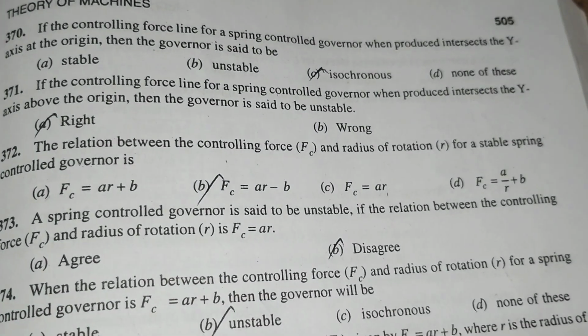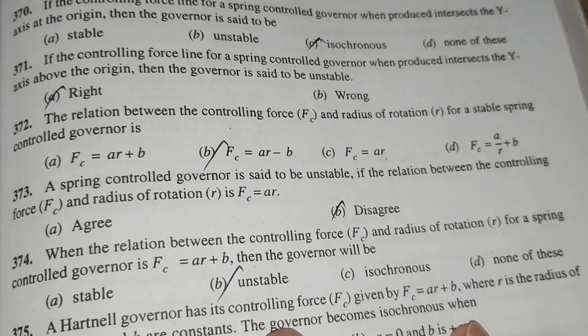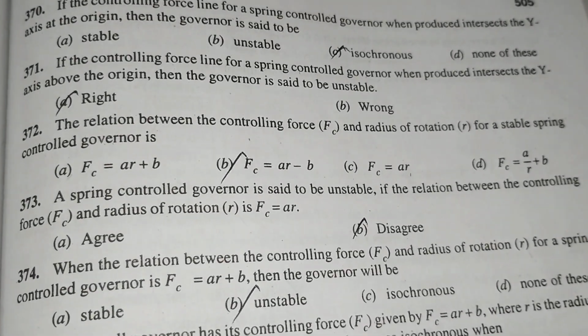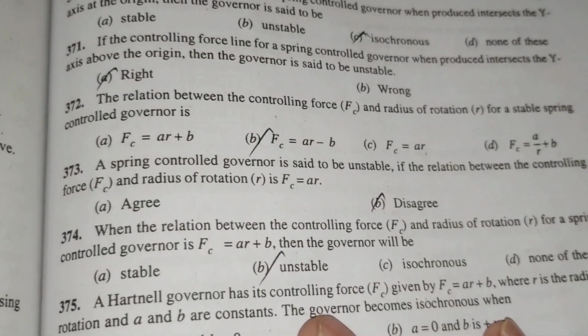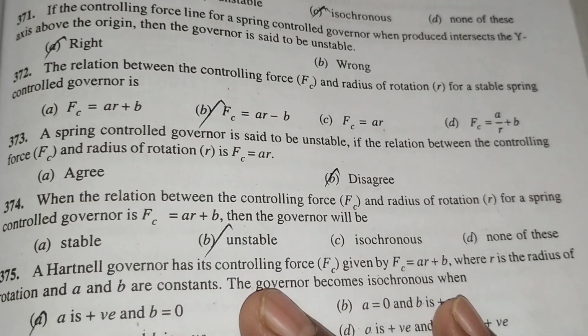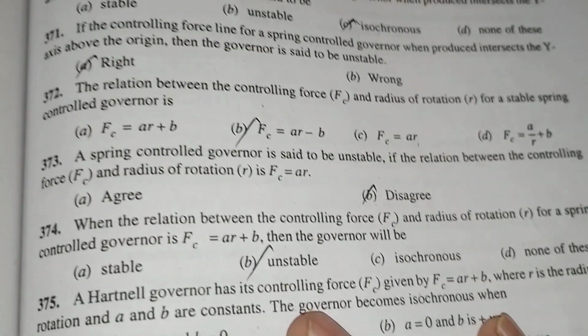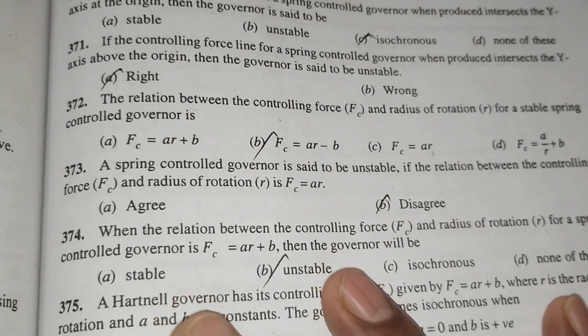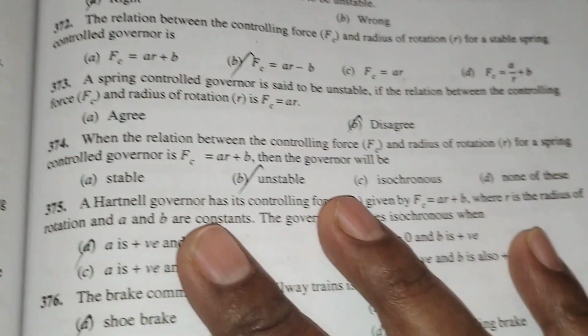This is the right. The relation between the controlling force and the radius of rotation for a stable spring controlled governor is Fc equal to aR minus b. For a spring controlled governor that is unstable, the relation between the controlling force and the radius of rotation is Fc equal to aR. This is, I disagree.